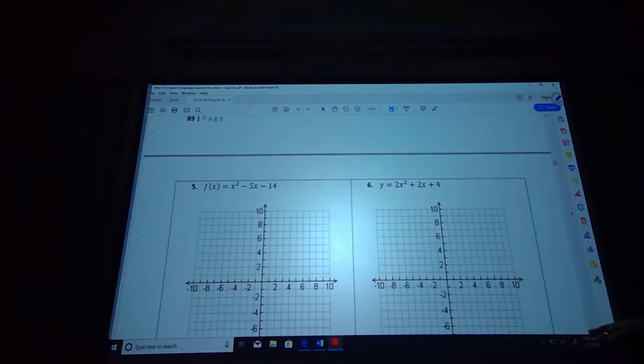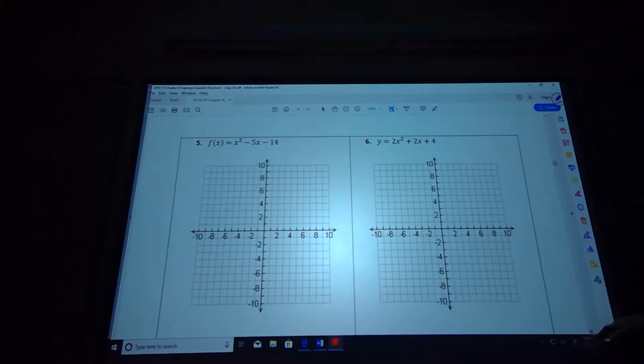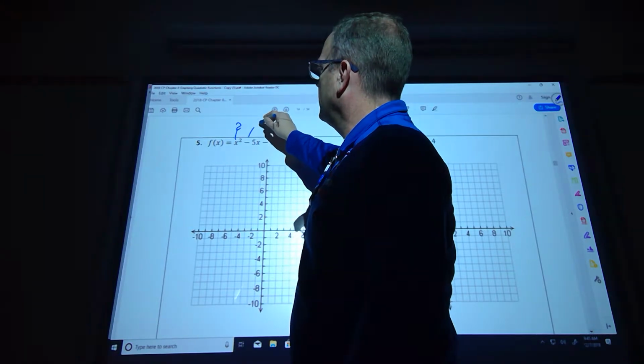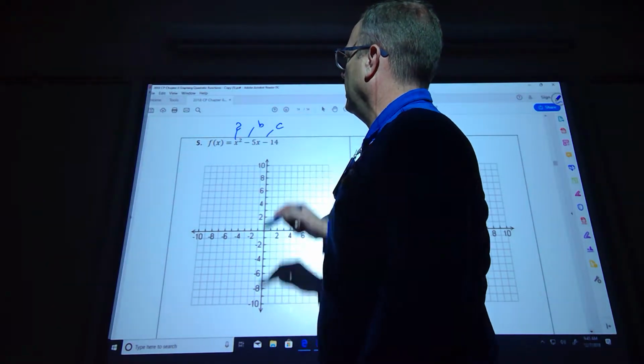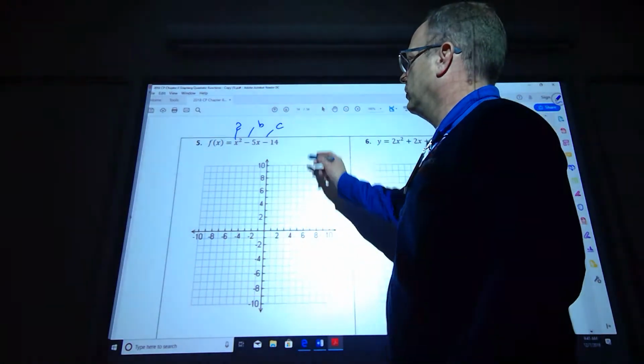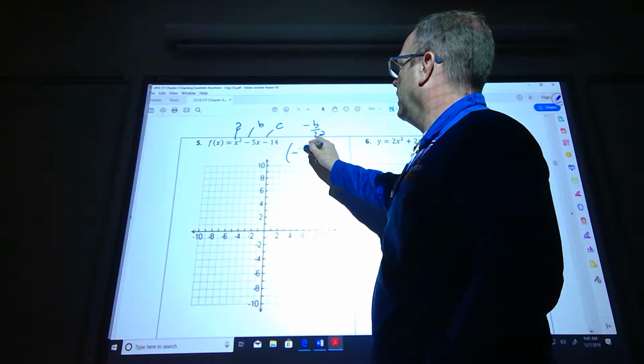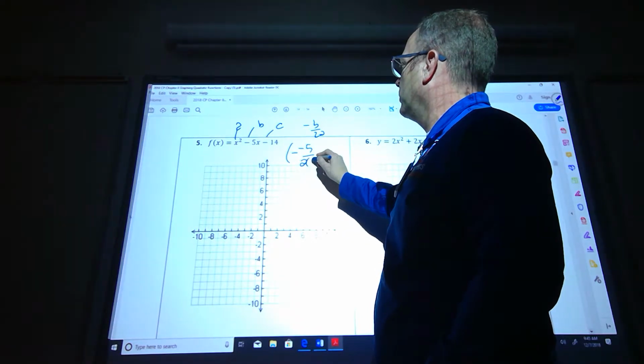Problem number 5. Again, we're going to have to use negative b over 2a because it's not in our factored form. So our a value is 1. Our b value is negative 5. My c value is negative 14. So make sure you keep those signs. So we're going to use the negative b over 2a. Let's plug it in: negative negative 5 over 2 times 1.